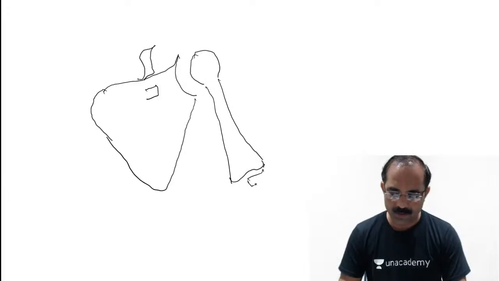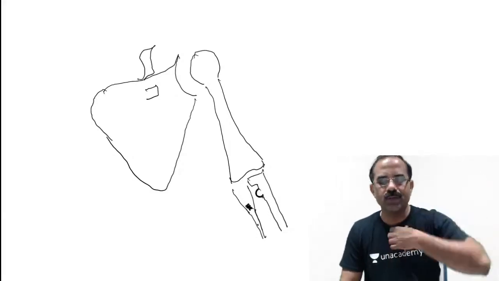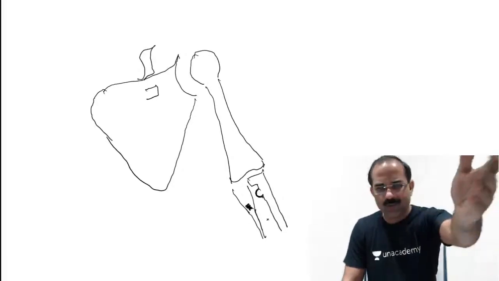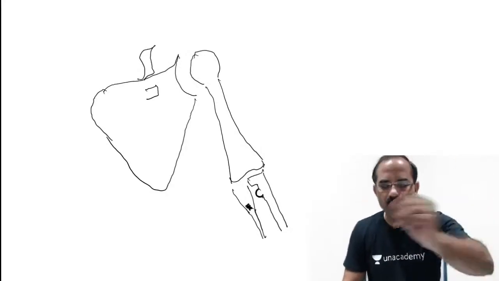See, learn to draw such slides, students. If you draw slides like this, it becomes very easy to understand. See, this is the radius. That's the ulna. This is the ulnar tuberosity. That's the radial tuberosity. I just told you there's something inserted on the ulnar tuberosity. That's the brachialis. There's something inserted on the radial tuberosity. That's the biceps. Another very important MCQ.